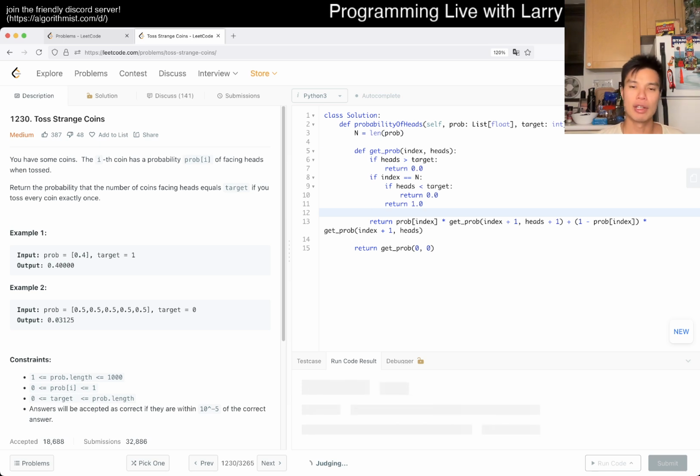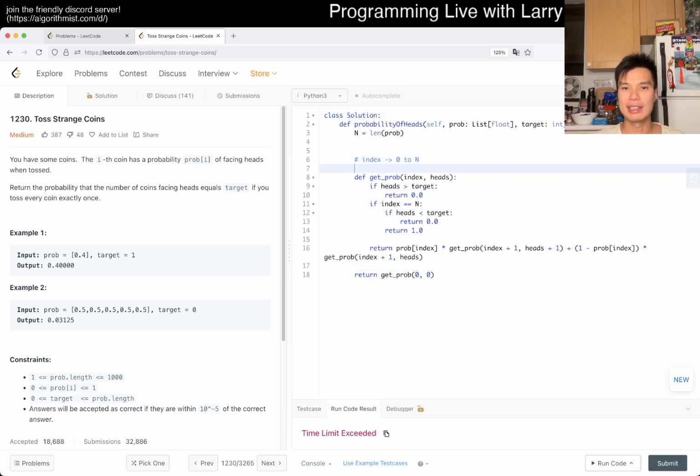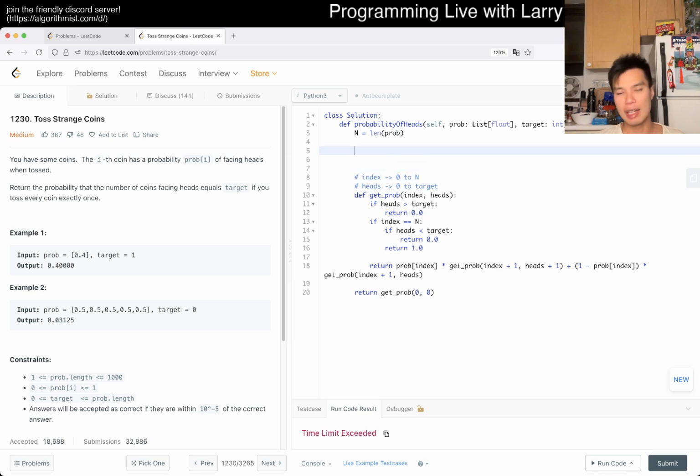Yeah. So of course, then here we add memorization. What can index be? Well, index can go from 0 to n. Heads can go from 0 to target, which is also maybe n-ish, right? I mean, it's less than or equal to n, but you know. So in the worst case, it'll be n. So here we just have to allocate space for this, and I always kind of write it this way, at least on the daily problems, because it's easier to show.